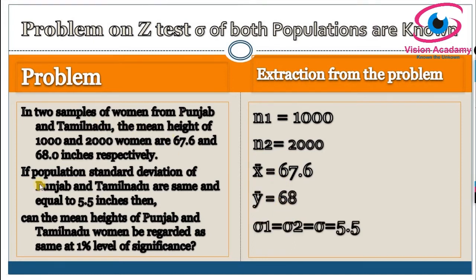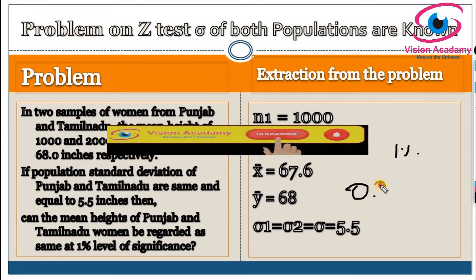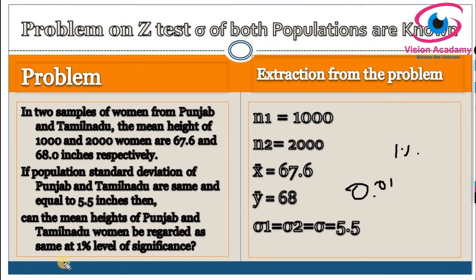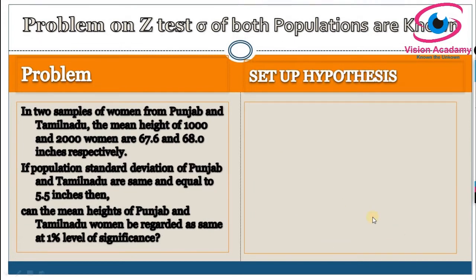And we know that the standard deviations of Punjab and Tamil Nadu are the same and equal to 5.5 inches. So standard deviation 1, which means Punjab, and standard deviation 2, which means Tamil Nadu, are equal to 5.5 inches. Using this information, we have to test whether the mean heights of Punjab and Tamil Nadu women can be regarded as the same at 1% level of significance. So before testing, we have to formulate a null and alternative hypothesis.